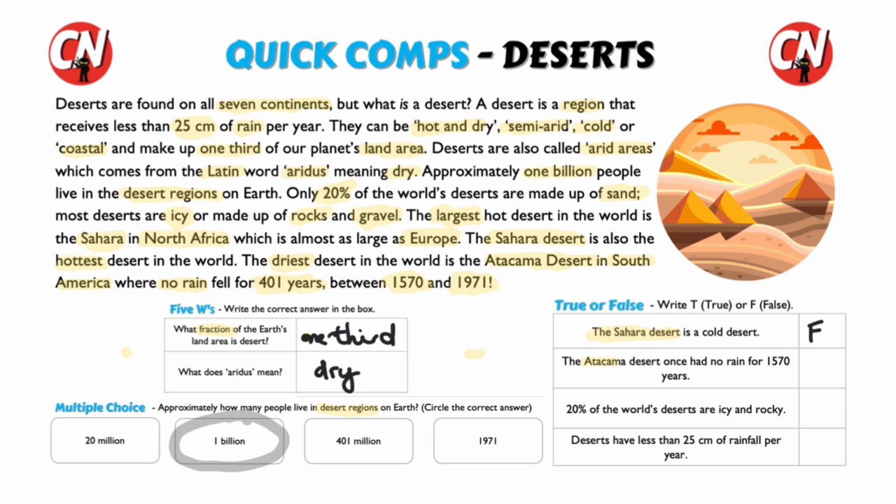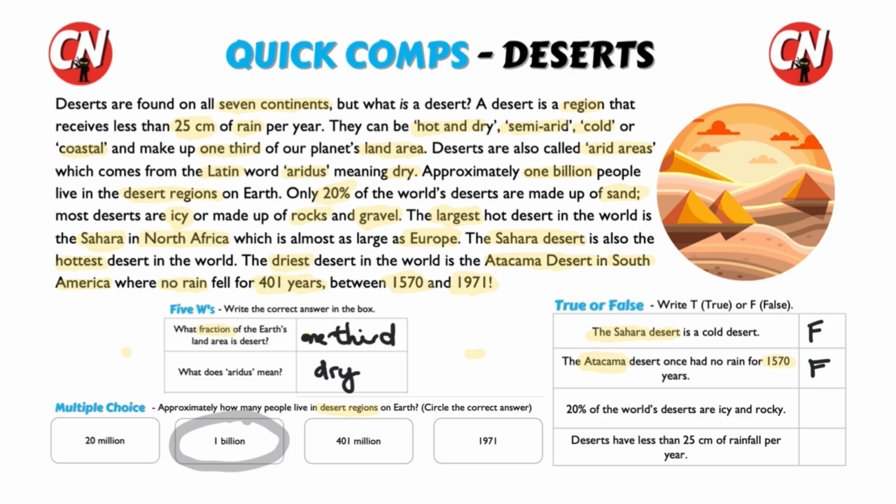So again, the Atacama, it's never going to say Atacama more than once. Also, in this question, brilliant, we've got a name, which is only going to be said once, so we know where that information is, and we've got a date, 1570. The Atacama Desert once had no rain for 1,570 years. So to go back to Atacama, the Atacama Desert, where no rain fell for 401 years. So that is false. So I can write that in, very, very simple, false.